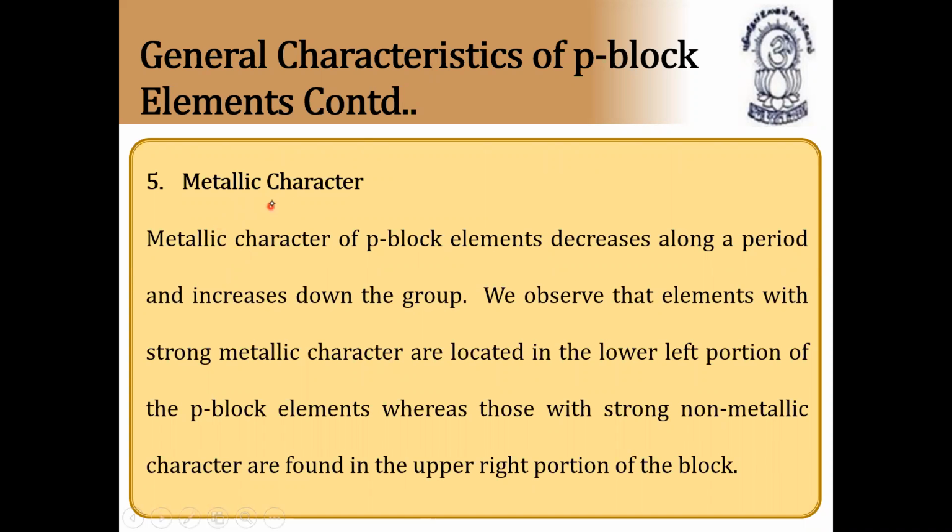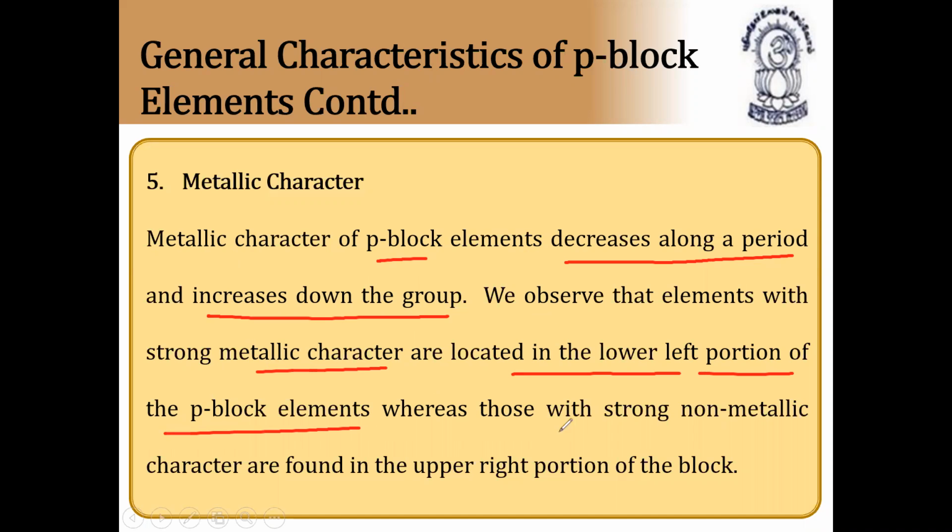Next, we have metallic character. In p block elements we have metals, non-metals, as well as metalloids. The metallic character of p block elements decreases along a period, from left to right, and increases down any group. So elements with strong metallic character are located in the lower left portion of the p block, whereas those with strong non-metallic character are found in the upper right portion of the block.